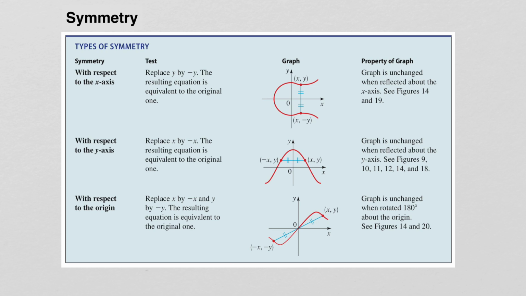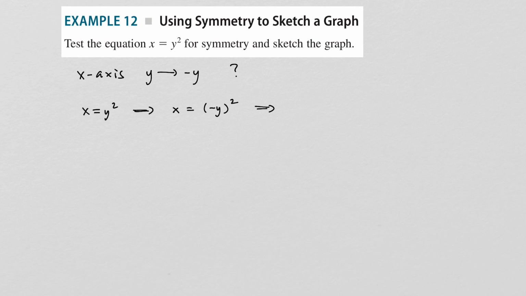So let's go ahead and take a look at an example. In this example, let's test the equation x equals y squared for symmetry. First, we'll test for symmetry across the x-axis. So remember, what we have to do here is replace y with negative y, and then take a look at the equation. So x equals y squared is going to become x equals negative y quantity squared. Well, negative y quantity squared is the same as y squared. So notice that the original equation is the same as the equation we get here in the end.